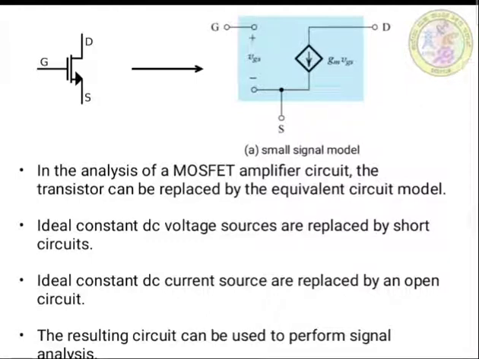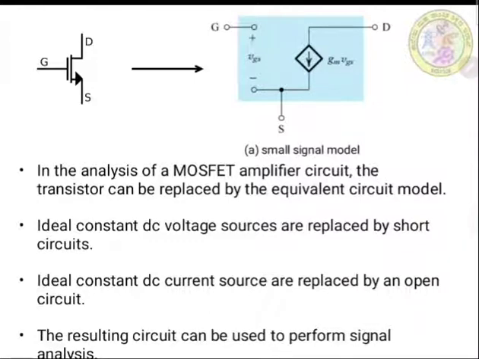Now in order to draw this small signal equivalent circuit, ideal constant DC voltage sources are replaced by short circuits, and the constant DC current sources are replaced by open circuits. The resulting circuit is then used to perform the signal analysis.